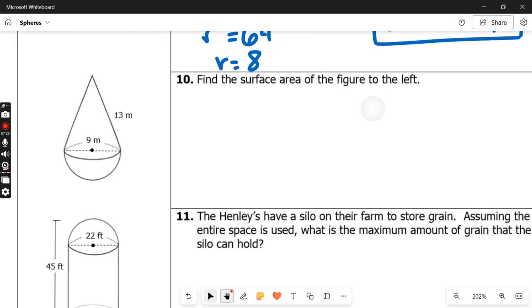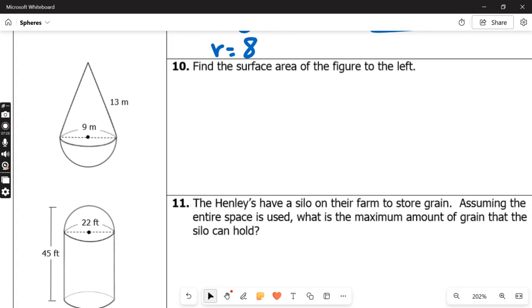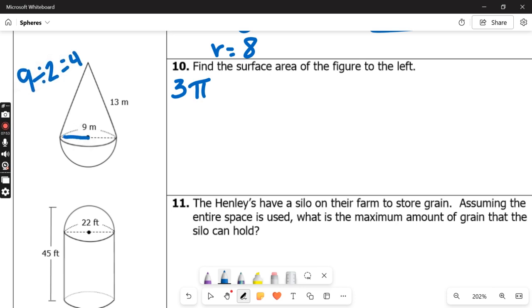Find the surface area of the figure to the left. All right. Surface area. We have a hemisphere and we have a cone. All right, I'm going to start with a hemisphere because it's easier. Okay, so surface area of the hemisphere is 3 pi. All right, my radius here, 9 divided by 2 is 4.5. Okay, so 3 pi times 4.5 squared.